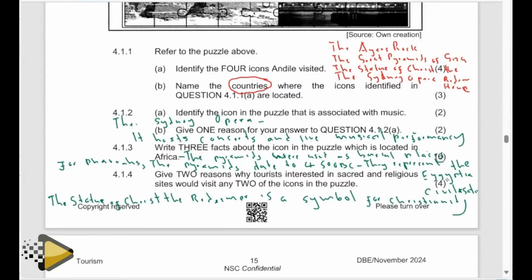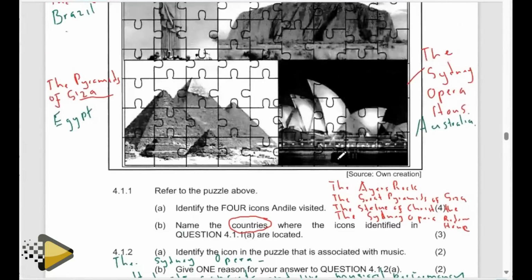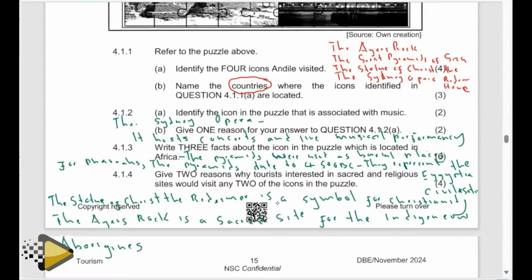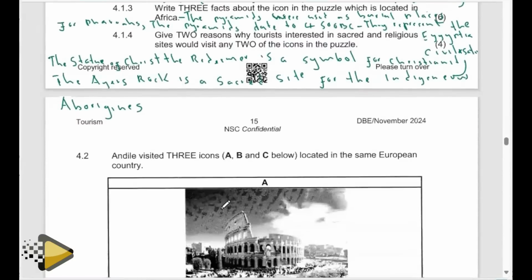Then the second icon, which also has religious significance, is the Ayers Rock. The Ayers Rock is a sacred site for the indigenous aborigines, they treat it with respect. So the Ayers Rock is actually a sacred site for the indigenous aborigines who are found in Australia.